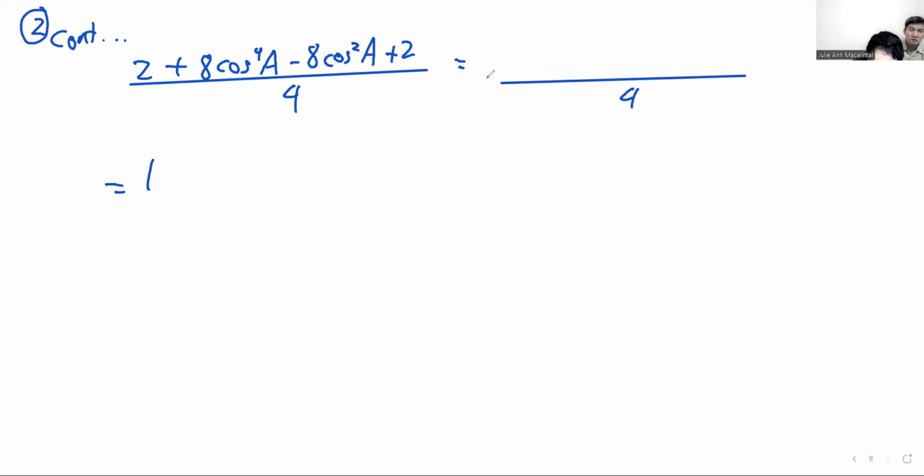I'll just arrange in ascending order. It looks much better, either in descending or ascending, whatever's the standard, especially in your country. In some countries, it's the other way around.